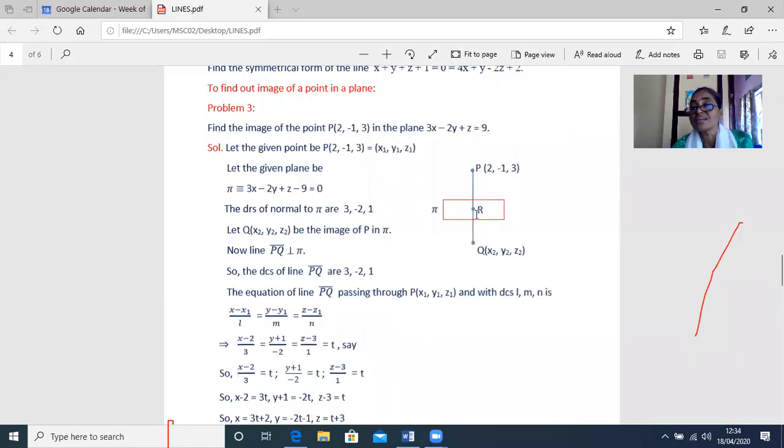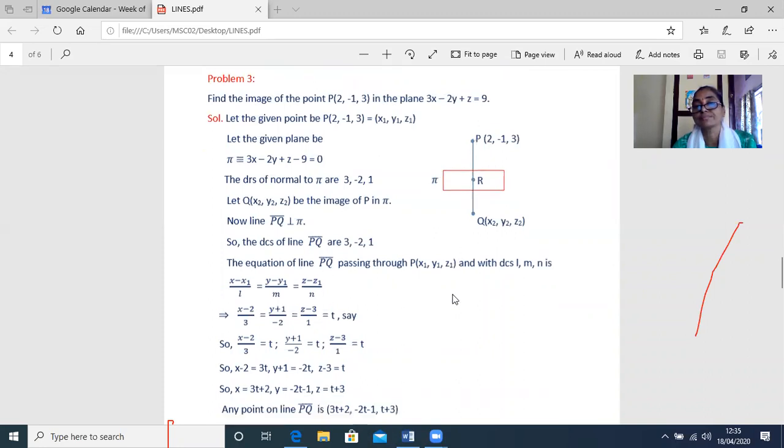Remember, this R is the midpoint of the line PQ, and it is a point on the line PQ and also a point on the plane pi. And you see, it is the foot of the perpendicular from the point P onto the plane. Remember, sometimes you'll be asked to find out the foot of the perpendicular of a point onto the plane. Okay, in such a case, you can start the problem like this and end up finding the point R. So now you are able to get the point R, which is the foot of the perpendicular from the point P to the plane.